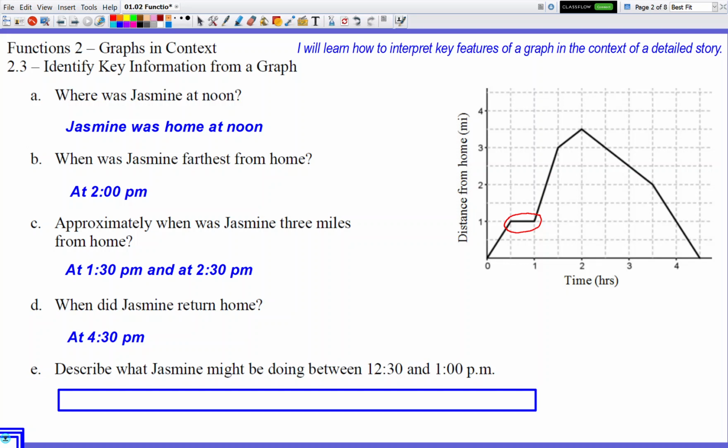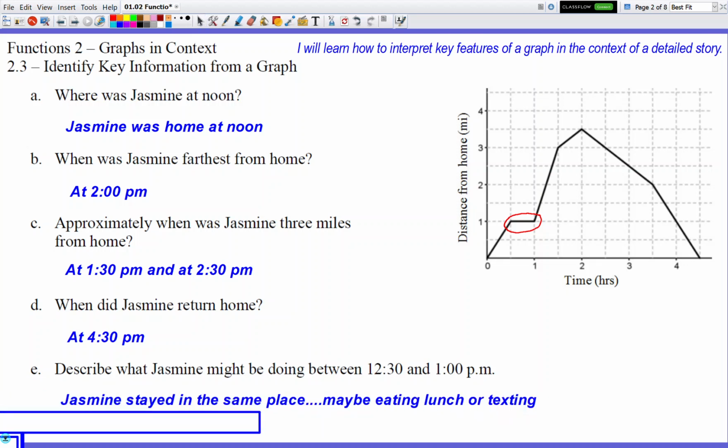Yeah, we know she's not getting farther or closer from home, but we can kind of make up stuff as far as what she might be doing, like maybe eating lunch or taking a nap under the tree or, I don't know, playing on her phone. Who knows? Okay, so let's see if our guess is correct though, as far as not getting any farther or closer to home. So let's uncover this box. Let's see what it says.